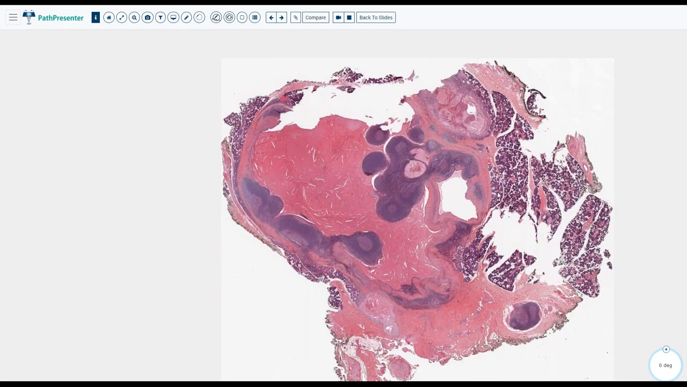So, what is the most common benign salivary gland tumor? Well, I see Warthin tumor, and the answer is wrong. It is pleomorphic adenoma. If I asked what is the most common bilateral benign salivary gland tumor, the answer will be Warthin tumor. Excellent.